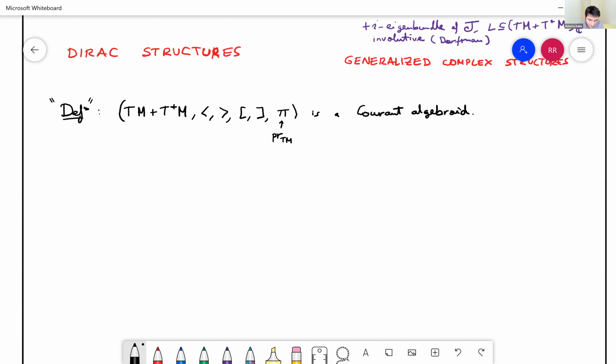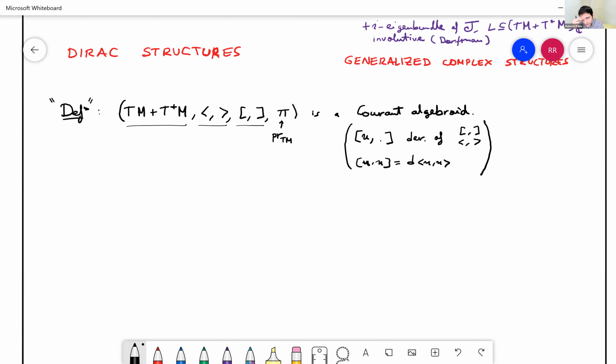So it will be a vector bundle with some non-degenerate pairing and some bilinear operation on sections, which is not skew, but satisfies the properties I had before. So the properties I had before is that when I take the bracket with one section, this is a derivation of both the bracket and the pairing, and the other property that I had before was what happens when you take this. These are, if you want, the core of a Courant algebroid.